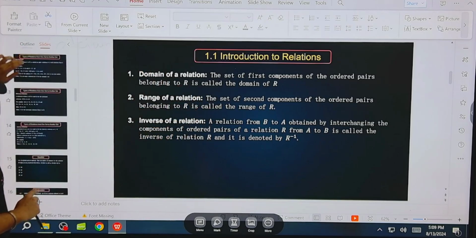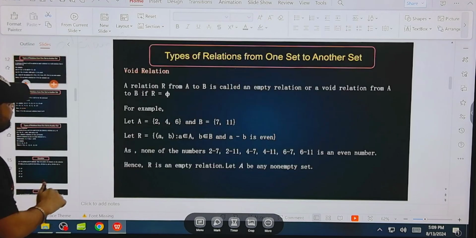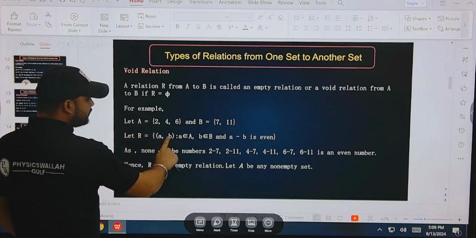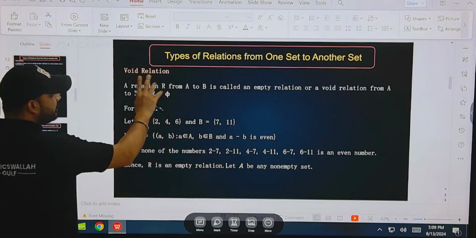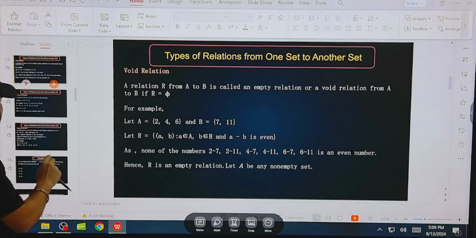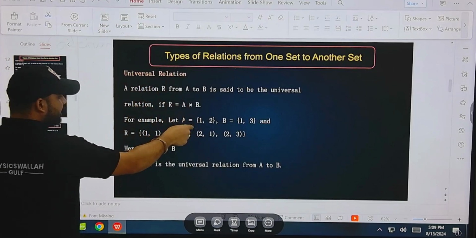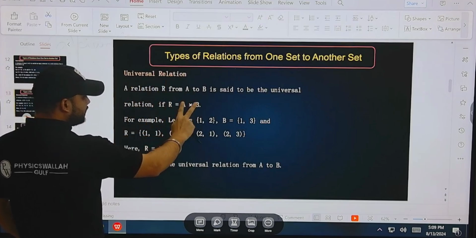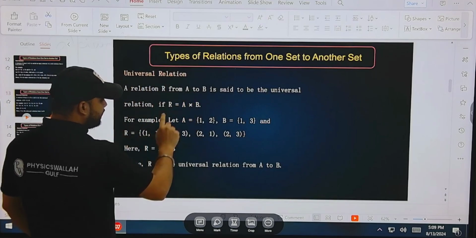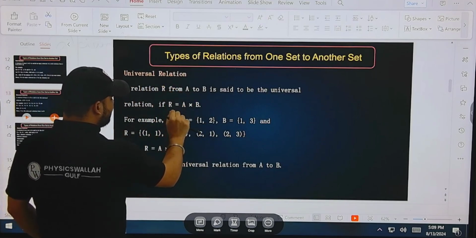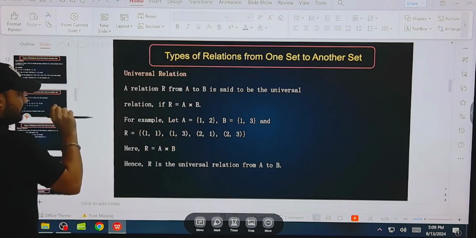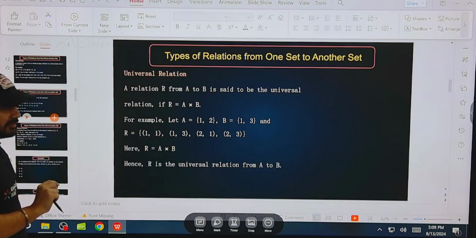After that we saw the basic one, the void relation, where we do not get any ordered pair, so we say it is a void relation. After that, the universal relation, where the number of ordered pairs in the relation itself is equal to the cross multiplication of the two sets. This is the thing we have to remember to identify whether a relation is universal or not.